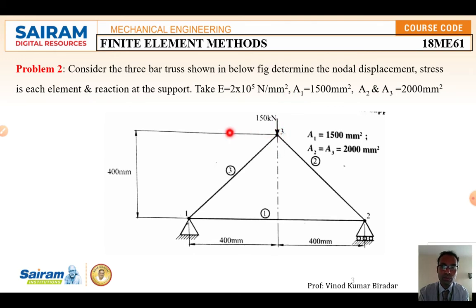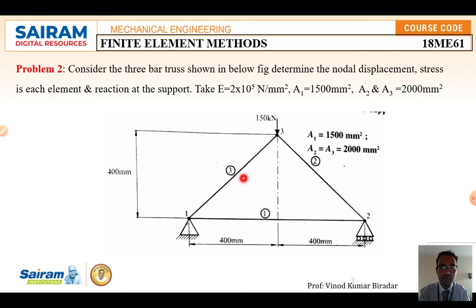This is the diagram explanation. With the help of this data, you need to calculate the element stiffness matrix for each element. To find the element stiffness matrix for the truss element, you require the area, the Young modulus, and the length of each element.